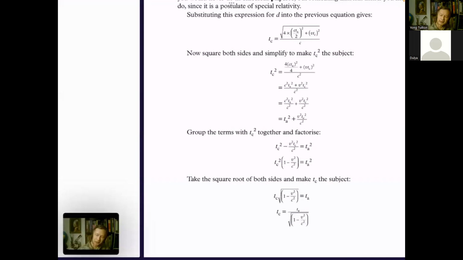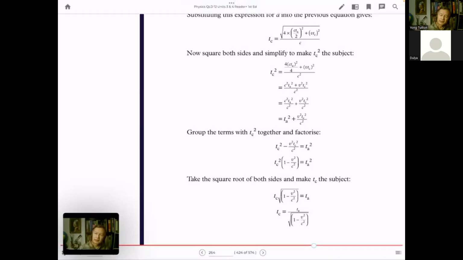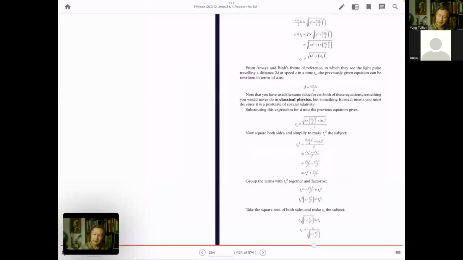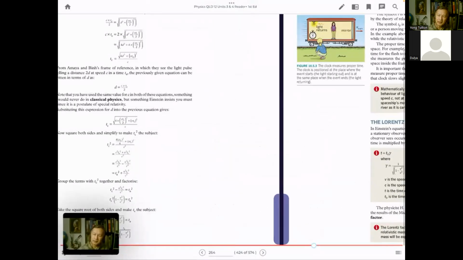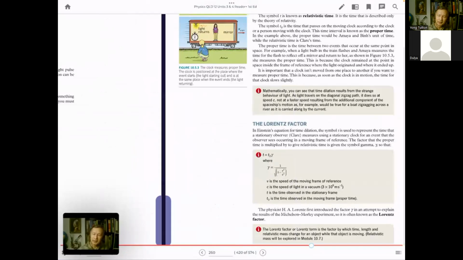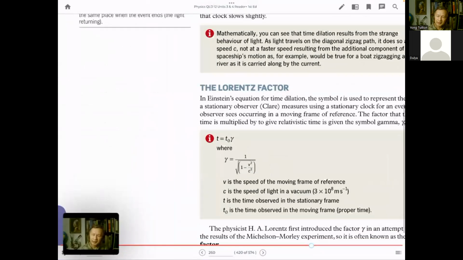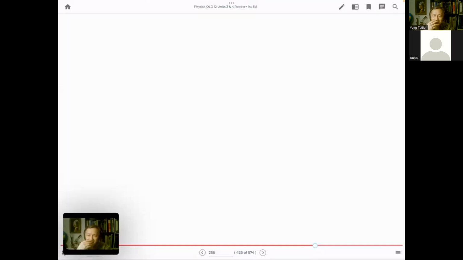So this is the result. Can you see this result? The last formula is gamma. Can you see this gamma factor? That's the time dilation factor. Can you see the gamma here? So today we are already using the gamma.